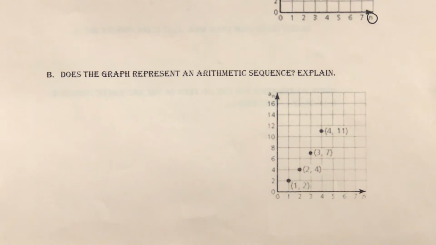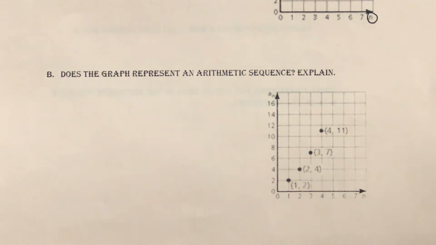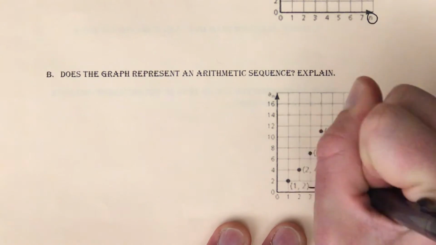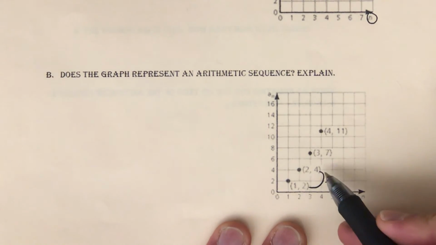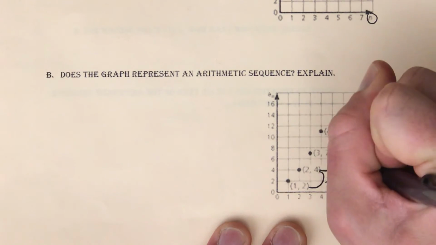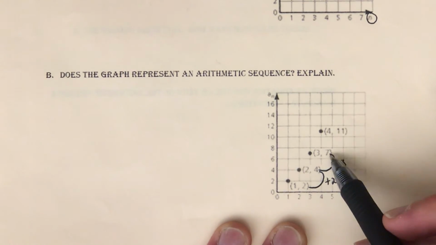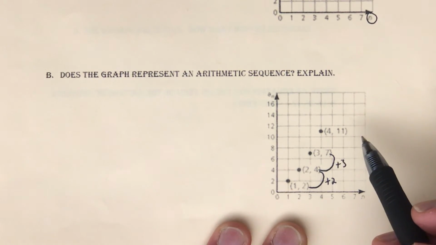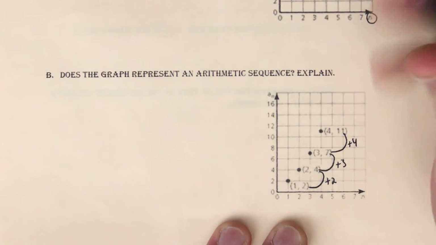And I'm saying, what happened when I went from the first term of 2 to the second term of 4? Well, to go from 2 to 4, you have to add 2. Well, what happened when I went from the second term to the third term? So from 4 to 7, I added 3. And then when I went from the third term to the fourth term, what happened? Well, I added 4.